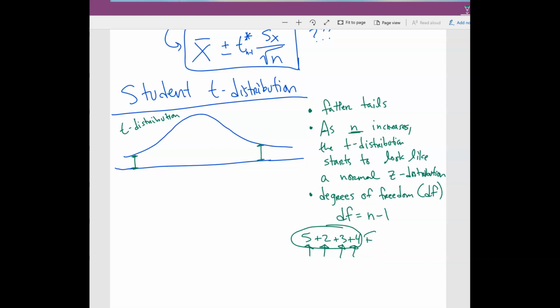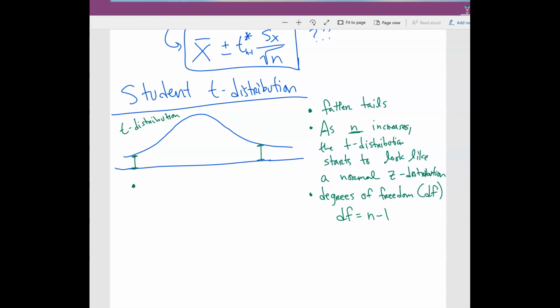You just need to be able to do this problem. So this is basically what it is. It has fatter tails. As n increases, the t distribution starts to look a lot like a normal z. So degrees of freedom, also df, is equal to n minus 1. Basically, this means that the student t distribution is good for small samples.